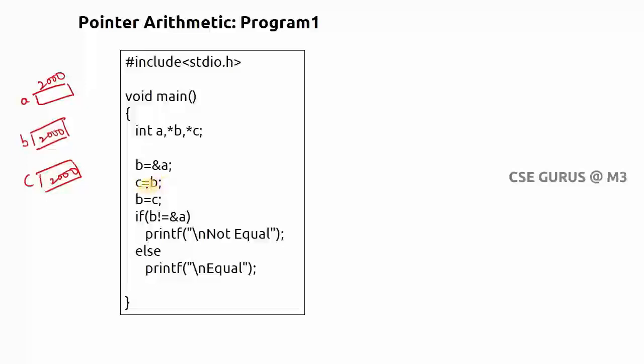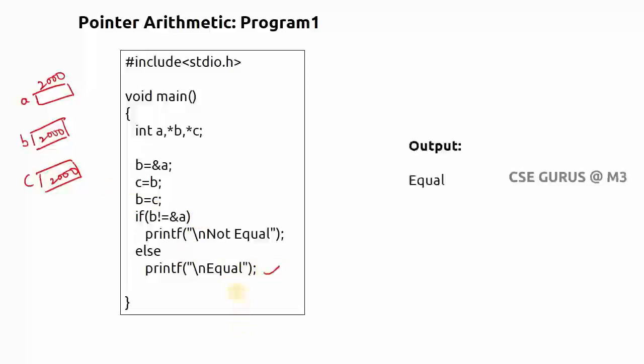Anyway, I'll show you with some other example. So here c is equal to b, that means the value 2000. Now what is b equals c? What is c? 2000 will be assigned here. So this is also accepted. Now if b not equals address of a, what is b's value? 2000. What is the address of a? 2000. Are they not equal? No. So this condition is false.